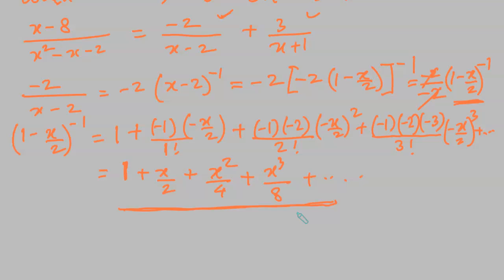Let us take the second part, 3 over x plus 1. So 3 over x plus 1 can be written as 3 times x plus 1 to the power of negative 1, and since 1 should be the first term and x should be present in the second term, we rearrange the terms. It is 3 times 1 plus x to the power of negative 1, and now we have to expand this 1 plus x to the power of negative 1 up to the term containing x cube.